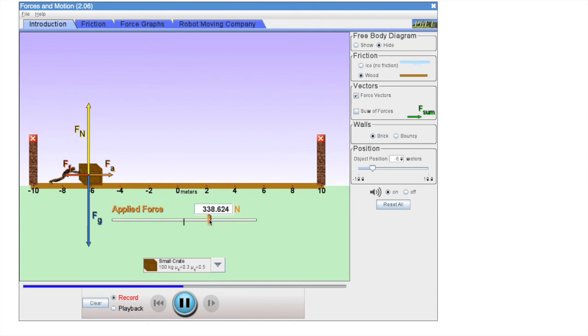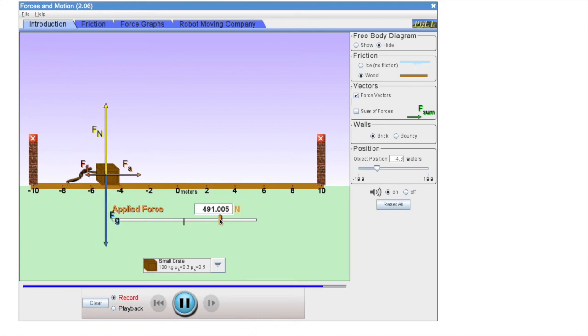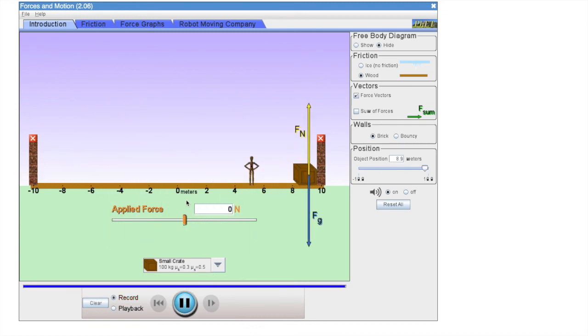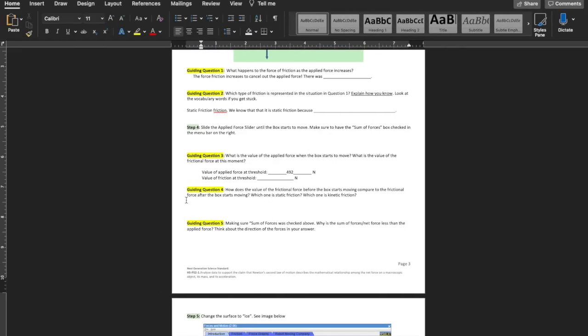Okay, and we are getting to our threshold. Let's keep an eye out. They look the same. They're still the same. Still the same. Now it's suddenly less. So after it meets the threshold and our object starts moving, the friction drops off dramatically.